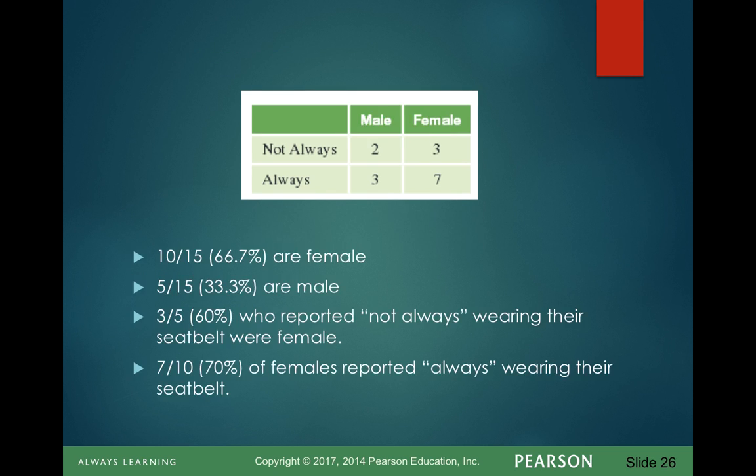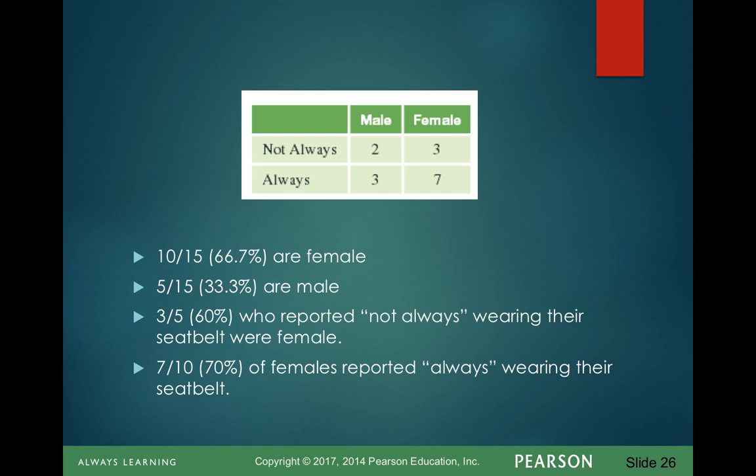Now, we can even dive into this and make some more statements. We can see that 10 out of 15 are female, so 66.7% of my sample is female. I can see that 5 out of 15 are male, so 33.3%, or a third of my sample, are male. I can see on the top line that I have 5 total participants who don't always wear their seatbelts, and 3 of those are female. So 3 out of 5, or 60%, who reported not always wearing their seatbelt were female.